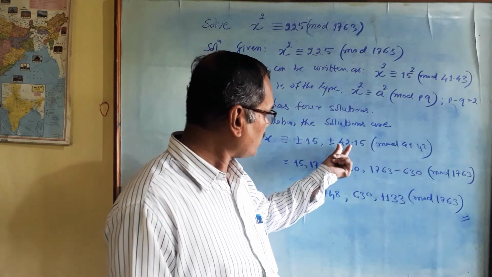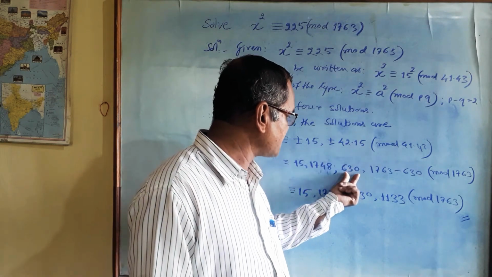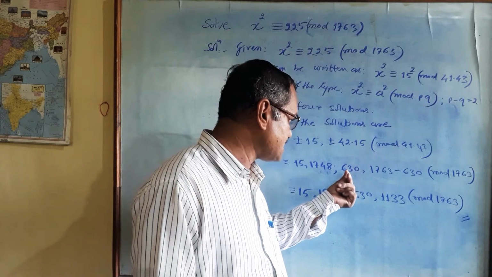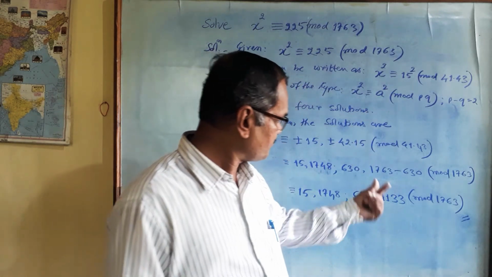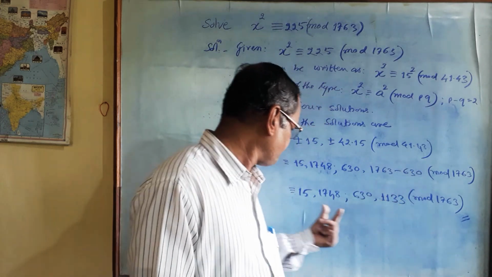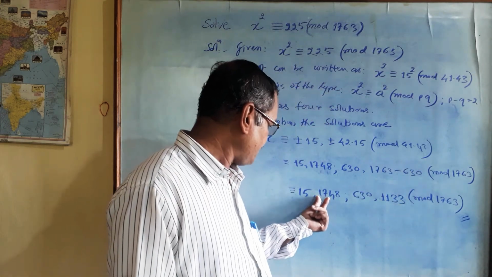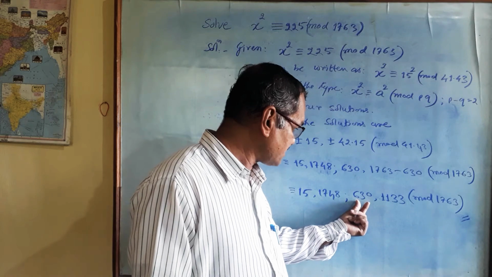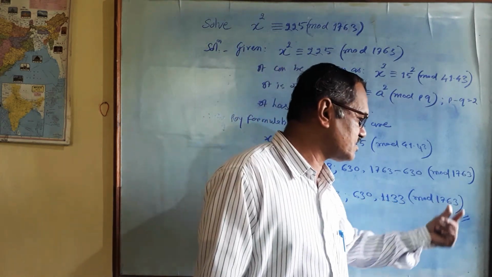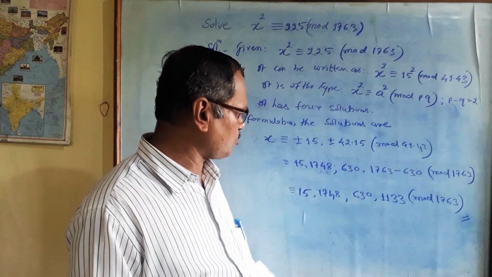And next, the product of 42 into 15 is 630. So there is plus minus 630, which means one is 630, the other is 1763 minus 630, which gives 1133. So the solutions are 15, 1748 and 630, 1133 mod 1763. So these are the 4 solutions.